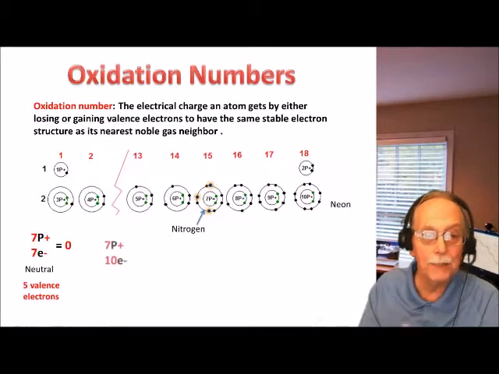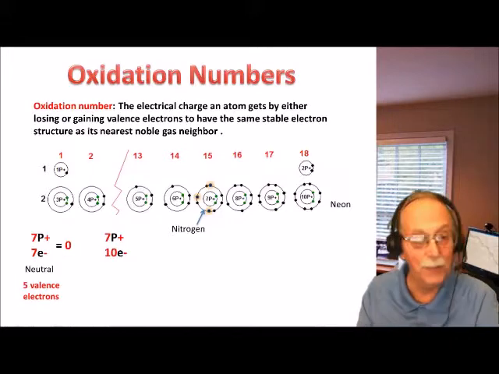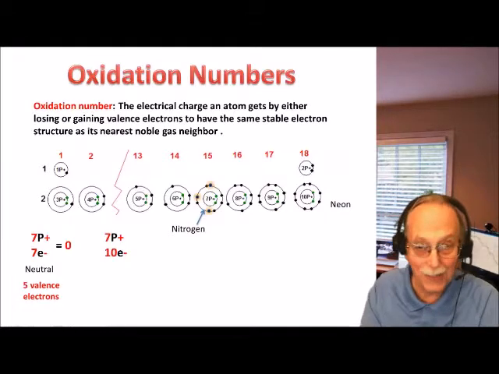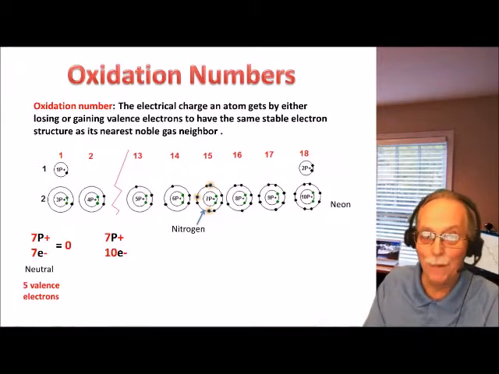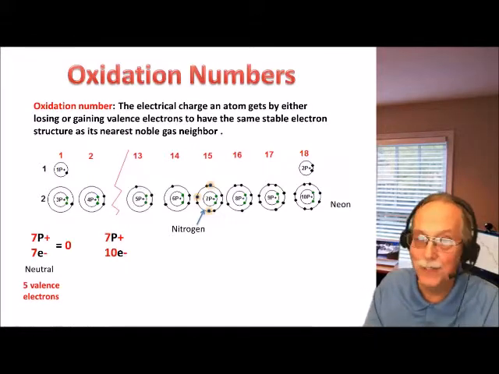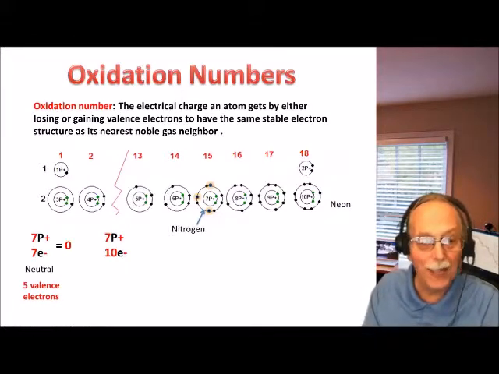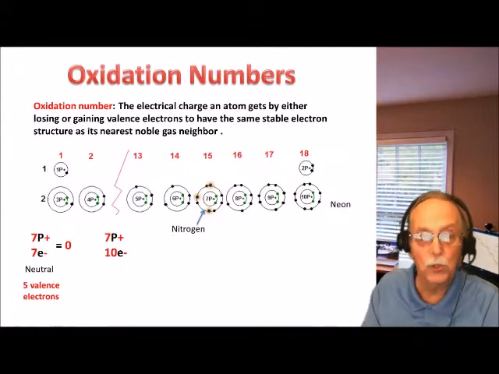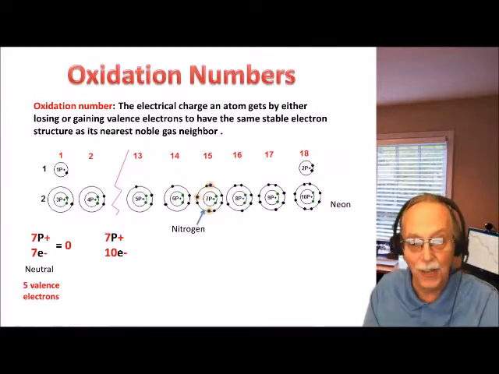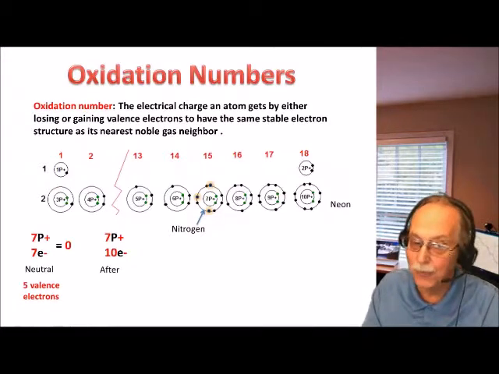Well, let's add up the particles. We have 7 protons in the nucleus. That didn't change. 7 protons, each one with a positive charge. And yet now we have orbiting that, we don't have 7 electrons, we have 10 electrons. That means we have literally 3 extra negative charges orbiting this nucleus. And that gives this nitrogen atom, after it has gained those electrons, an electrical charge of -3.